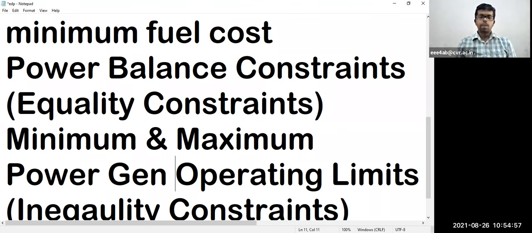So there are 2 types of constraints. The first one is the power balance constraint. The second one is power operating limits, or power generation operating limits.